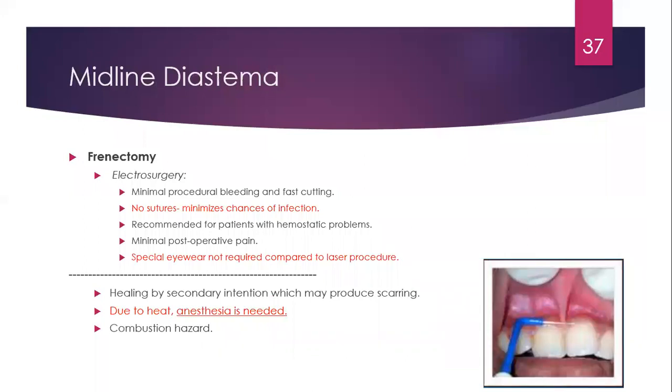Okay, so frenectomies can be done in multiple ways. You have electrosurgery, which is basically done with a laser in a sense. So it's minimal procedural bleeding and faster cutting. There are no sutures needed. Recommended for patients with hemostatic problems, so any type of blood disorders. Minimal post-operative pain. And then special eyewear is not really required for this type of procedure compared to laser treatment. So electrosurgery is not laser treatment. Let me clarify myself. But it definitely is faster in cutting than the traditional method with the scalpel. And then healing is also by secondary intention, which may result in scarring. Due to heat, no anesthesia is necessarily needed. And then you do have caution when it comes to combustion hazard.